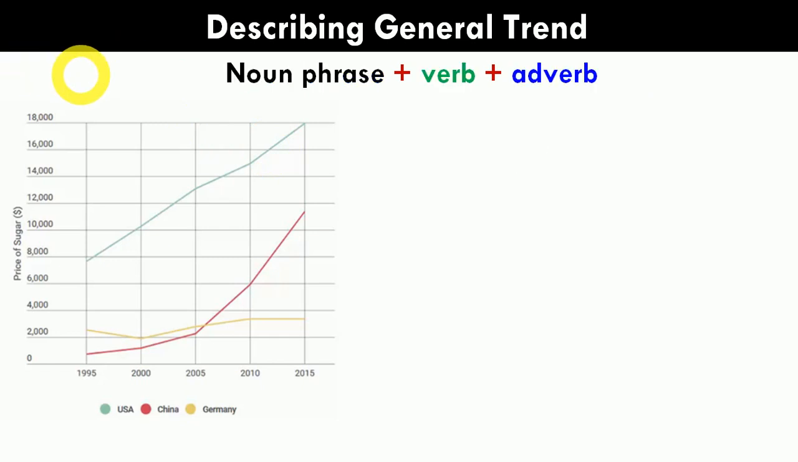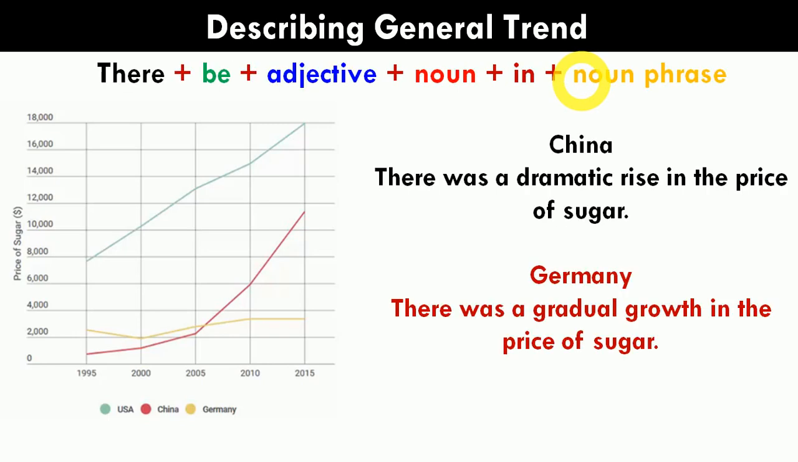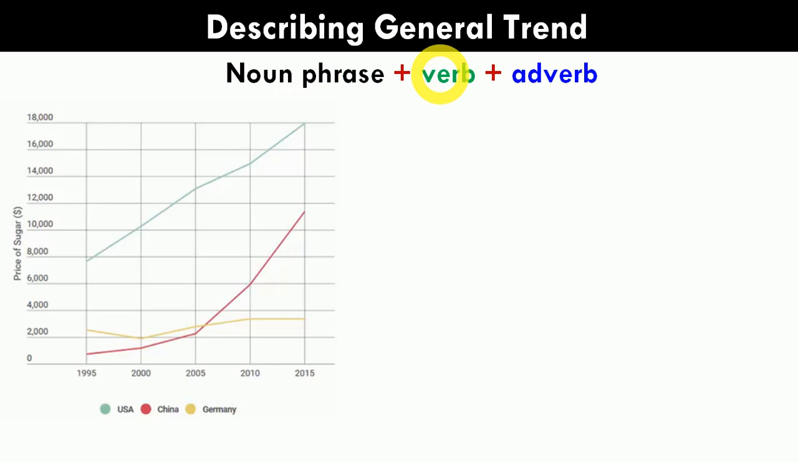Okay, now another format is noun phrase plus verb plus adverb. Alright, now some of you might have the question that if I remember only this format, what is the problem? Now guys, we cannot repeat the same sentence formation again and again, just like vocabulary. It will not help you get a good score. So we should try different sentence formations so you can showcase your grammatical skills.